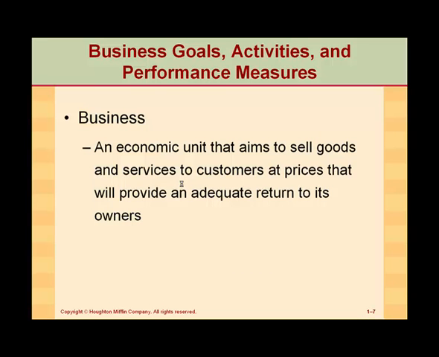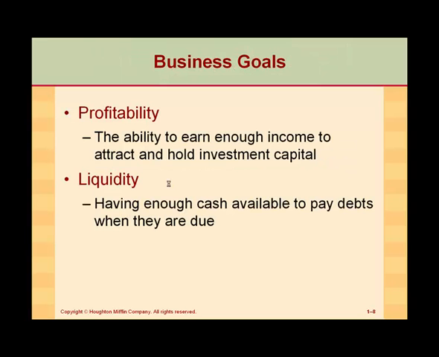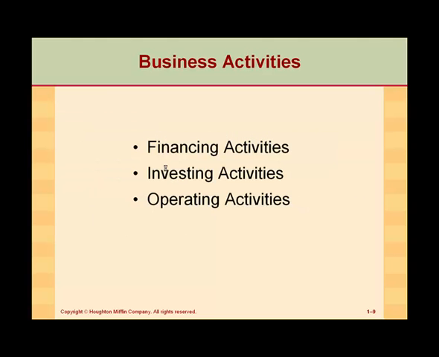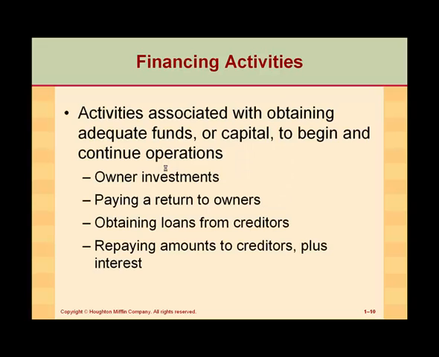Now, a business can be thought of as an economic unit that aims to sell goods and services to customers at prices that will provide an adequate return to its owners. We have two primary business goals: profitability, which is the ability to earn enough income to attract and hold investment capital, and liquidity, which is concerned with having enough cash available to pay debts when they are due. We can think of business activities in terms of three areas: financing activities, investing activities, and operating activities.